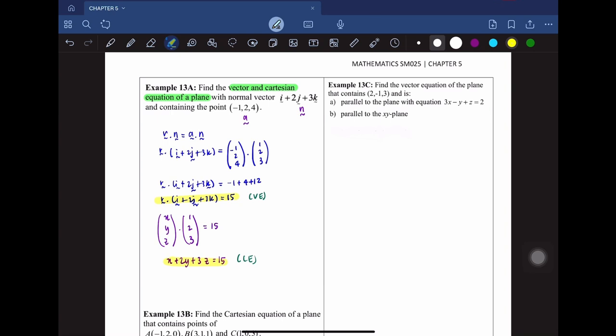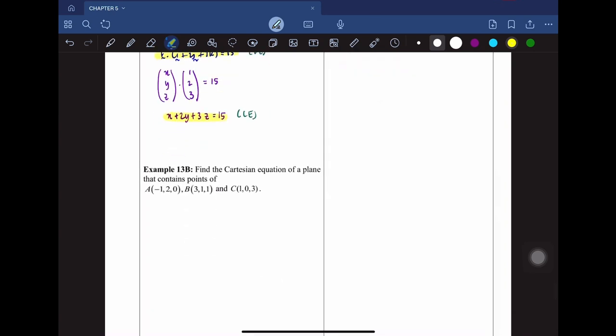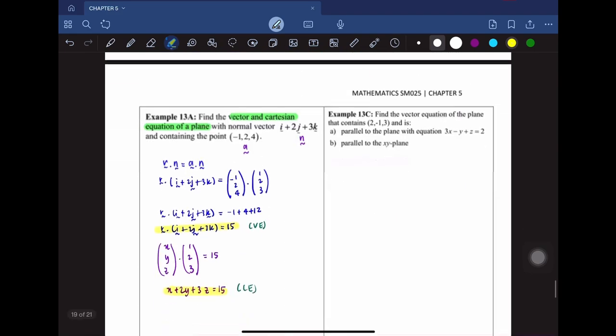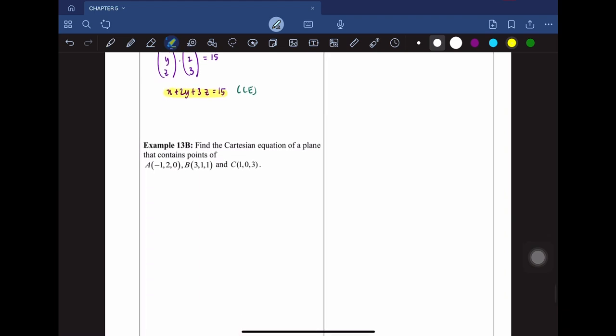Okay, the second one: find the Cartesian equation of a plane that contains points A, B, and C. So this is the second case. We're going to need a fixed point, and we already have three points, so you can use any one. What we don't have is our normal vector. Since these three points are on the plane, you can take the cross product of two vectors, for example AB and AC, to find the vector n.